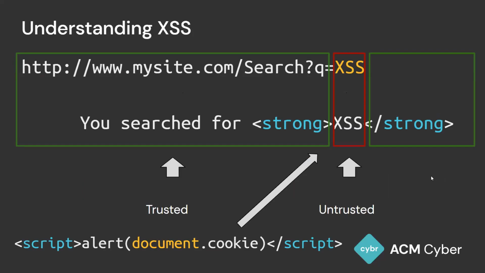So understanding XSS, I like separating it into trusted and untrusted, right? We talked about how to differentiate between these two types of data values. What do we trust? We trust the domain, we trust the resource being hit, and likewise we trust part of the output. So imagine in your website, you hard coded into the application, for example, you searched for, and then strong XSS, with the strong tags. Part of what we see here is actually untrusted, which is the XSS part. It's the query string value that's being provided, and attackers can manipulate it and add anything else they want.